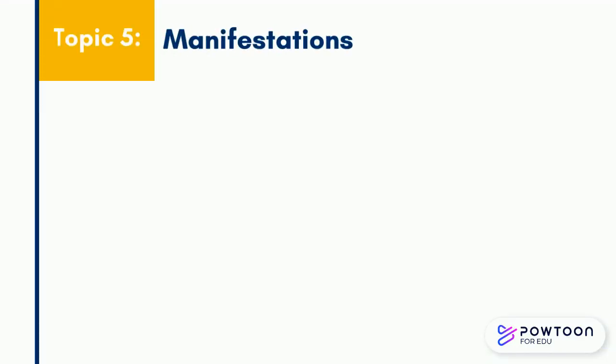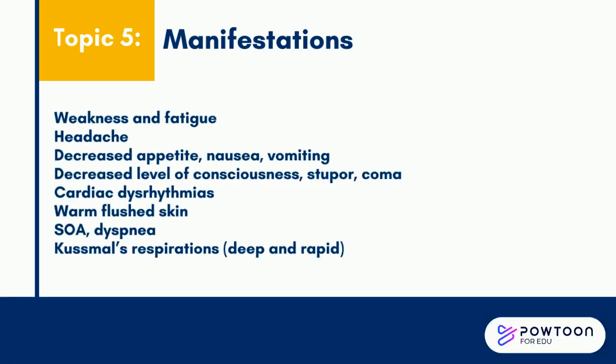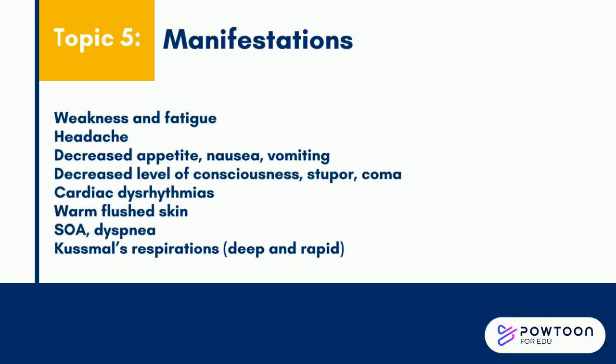Kussmaul's respirations are related to type 1 diabetes and DKA, or diabetic ketoacidosis. They have really high sugars because they have all this glucose, but no insulin to process it. So they start breaking down fats, which creates acids. So they try to breathe off all those acids by eliminating CO2.